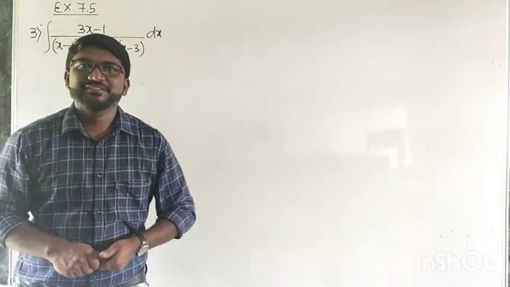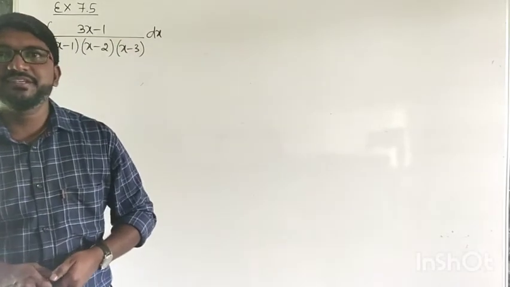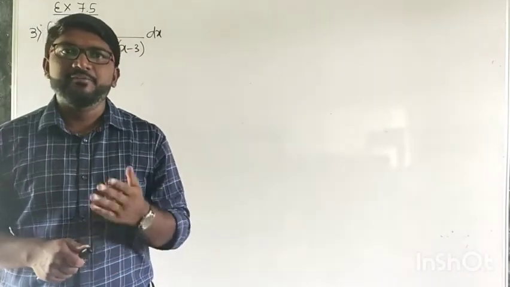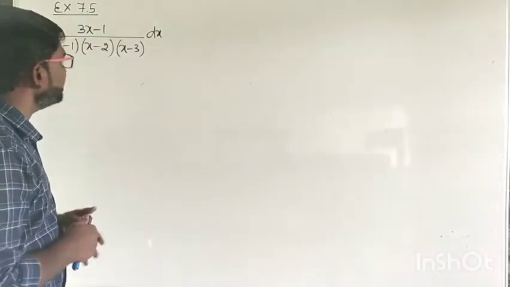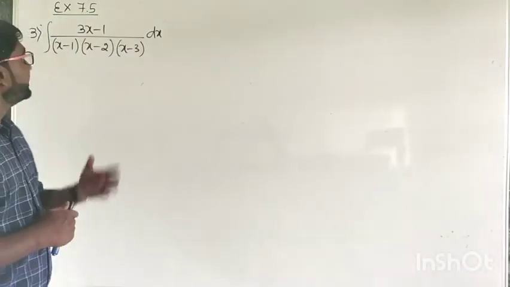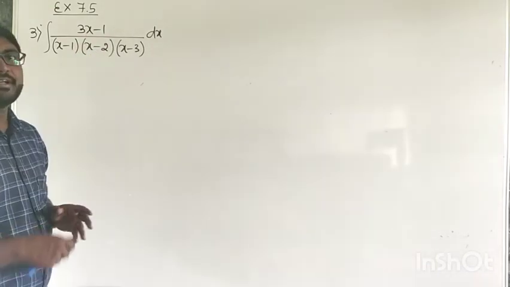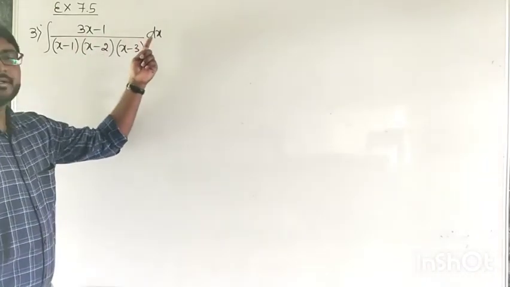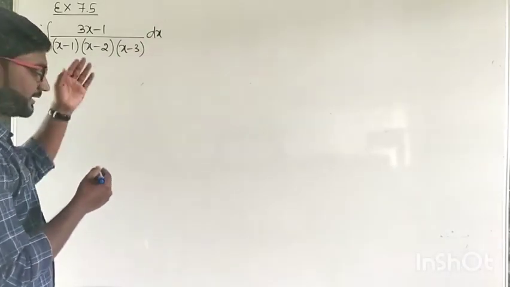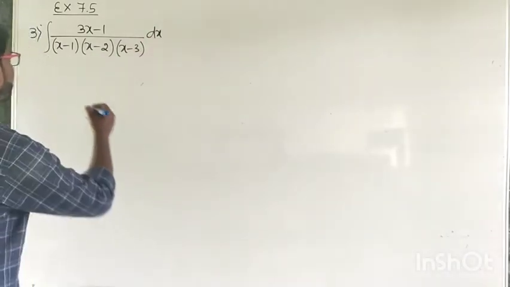Good morning, students. In the last class we started with exercise 7.5 and solved the first two problems. So let us continue with the third one. It is the integral of (3x minus 1) divided by (x minus 1)(x minus 2)(x minus 3) dx. So let us take up the integrand part.